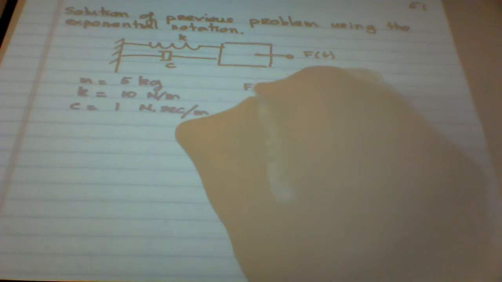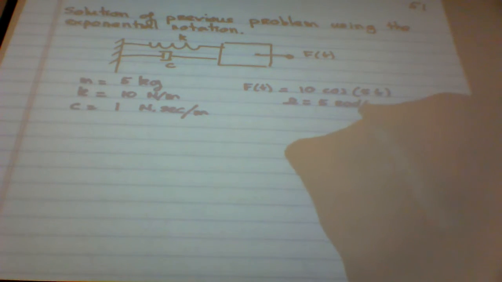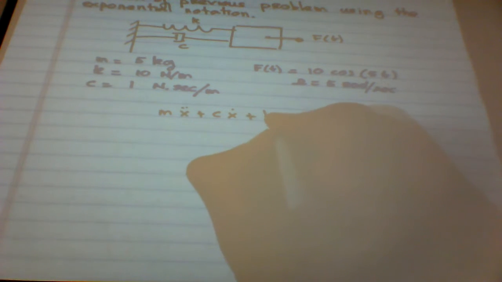F of t was equal to 10 cosine 5t, where omega is the 5, no? This one. Okay, so obviously I'm not going to redo all the details. We're going to start going a bit faster. But the equation of motion for this is what? Is m x double dot plus c x dot plus k x equal to F.